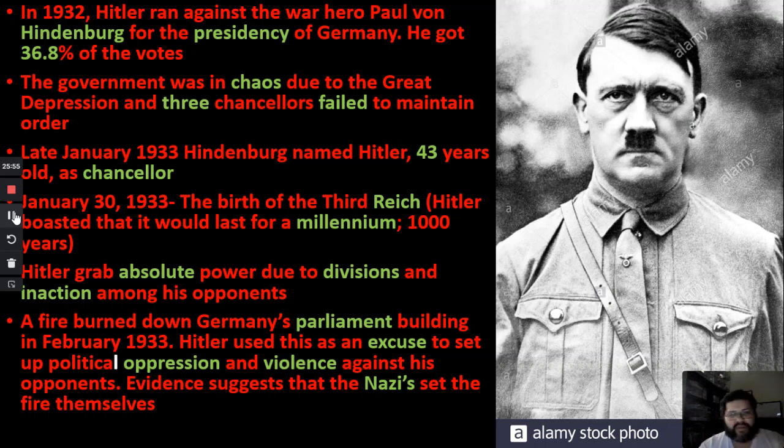Now, the German parliament, the parliament is where the government basically gets together, senators, congressmen, people like that. Okay. And the German parliament actually caught on fire in February 1933. And Hitler basically announces to everyone, look, they're trying to kill us because we're the Nazis. We're trying to help people. And because these guys don't like us, they're trying to kill us. And he uses this as an excuse to basically go against his political opponents.